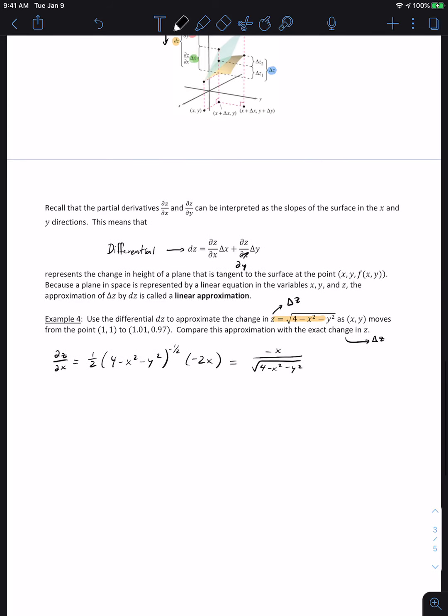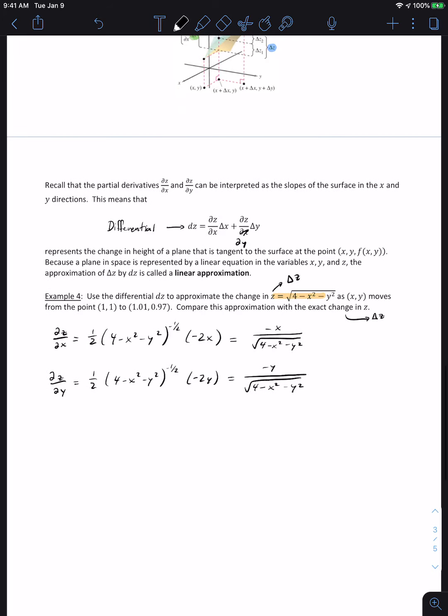That's my partial derivative. And now if I take the partial derivative with respect to y, I end up getting 1/2 times (4 minus x squared minus y squared) to the negative 1/2 times negative 2y this time, which is negative y over the square root of 4 minus x squared minus y squared. Okay, so now that we have those partial derivatives, we can answer the first part of the question.